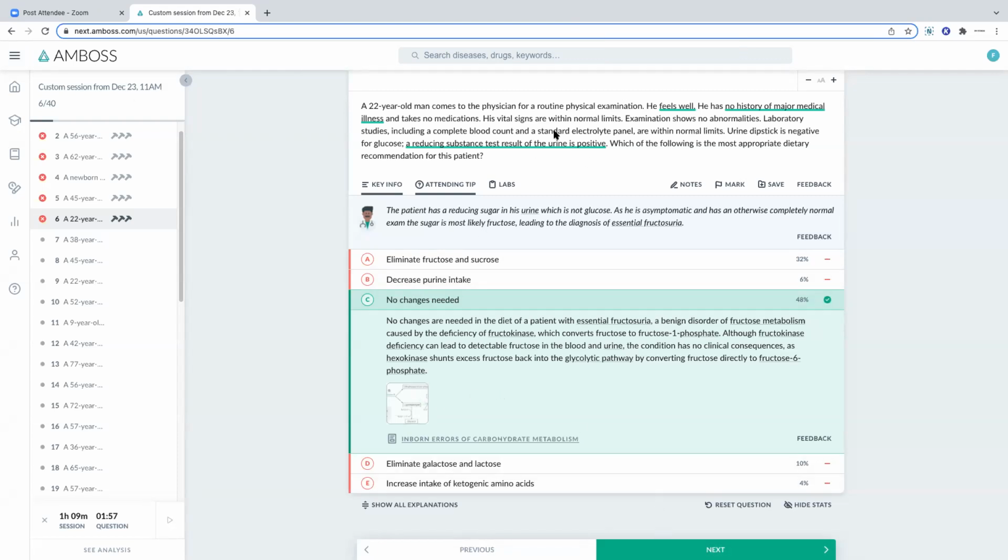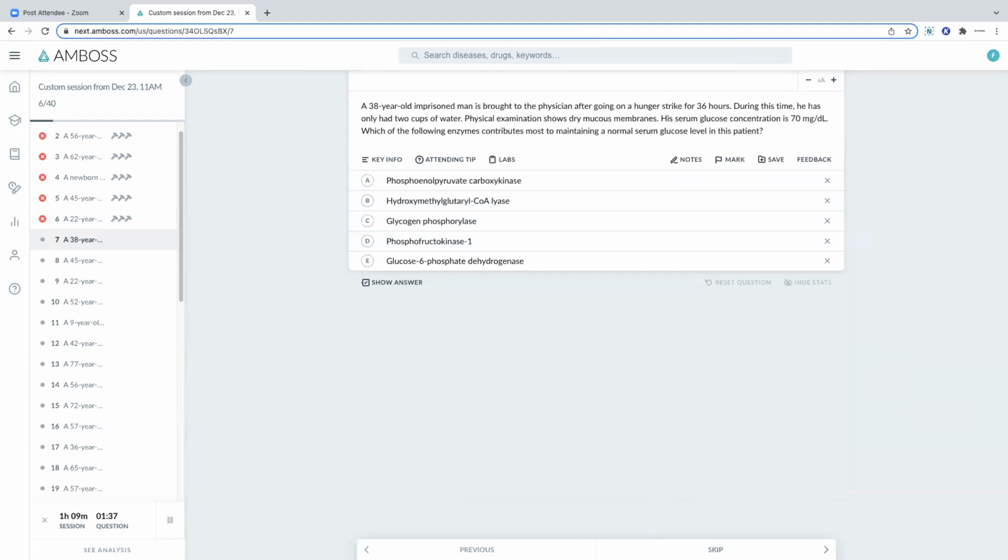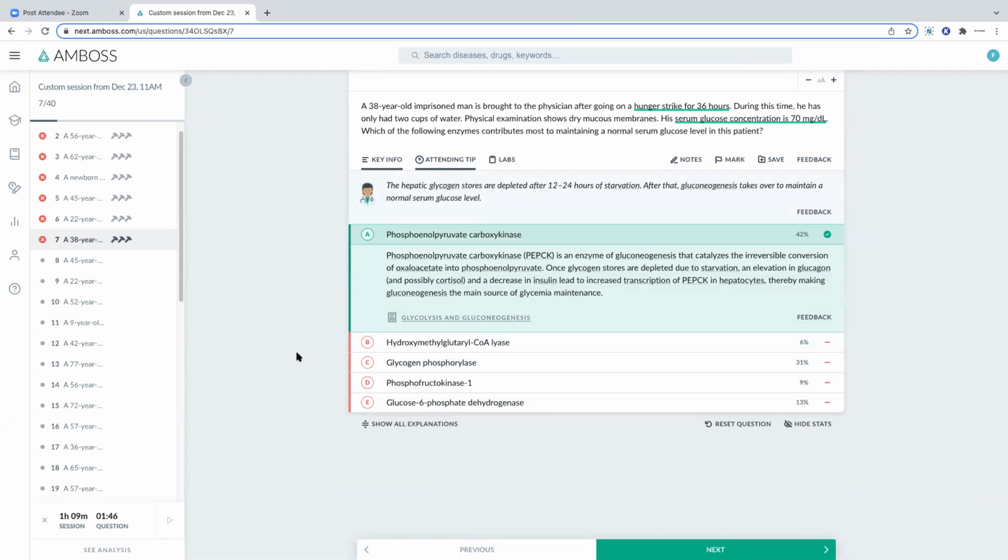Since this patient has absolutely no problem, he just has a little bit of reducing sugar in his urine. As a result, no changes are needed for this patient. Have I made myself clear? Okay, next one. Which of the following enzymes contribute to maintaining a normal serum glucose level in this patient? The correct answer for this one is A. Did we talk about this question before?